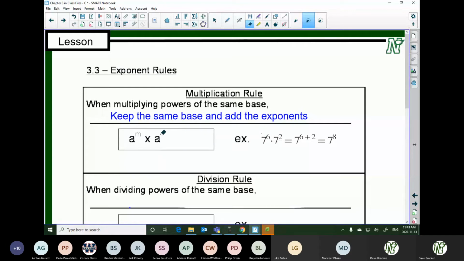So I can't put an M here because I don't want our exponents to be the same, so I put an N. And what I said is if you have some base to a power times that same base to a different power, keep the base and add the powers. And do you see how this is the general form of this over here? Is everybody good with that?